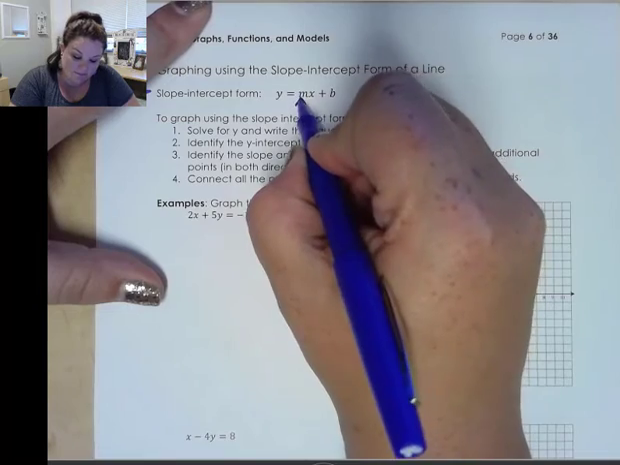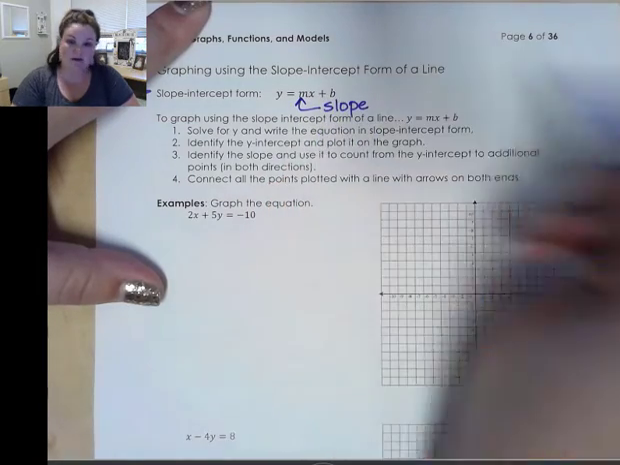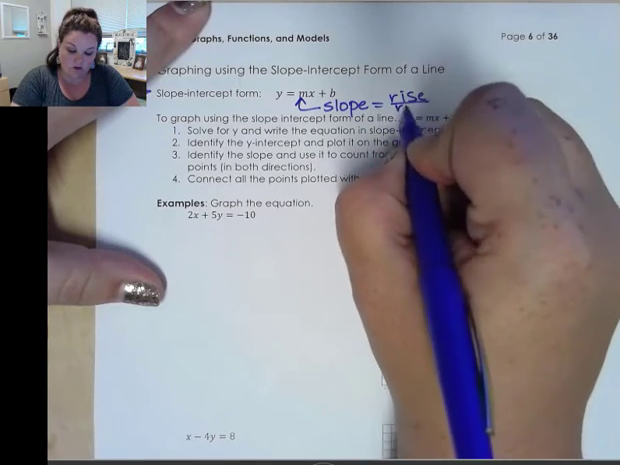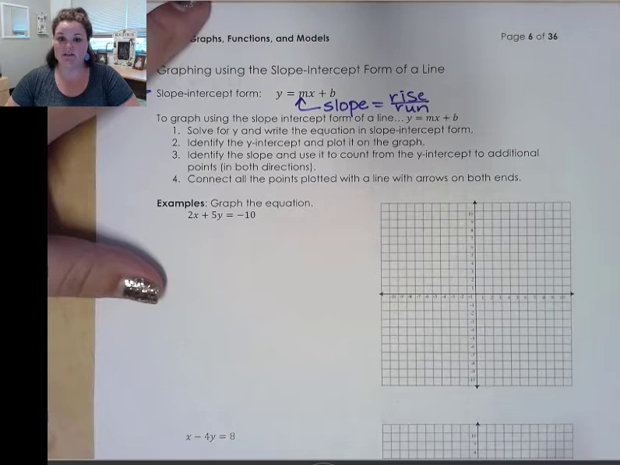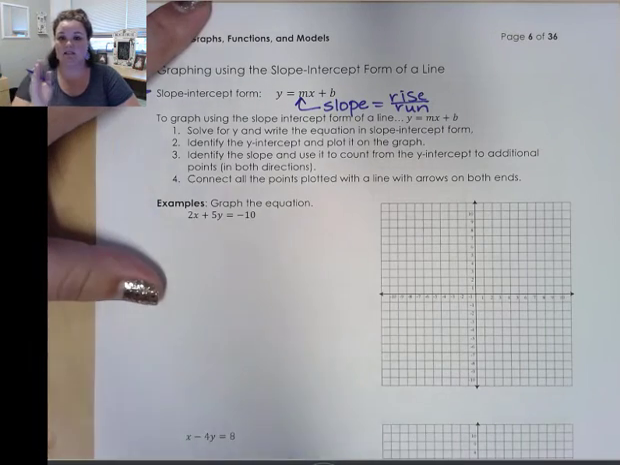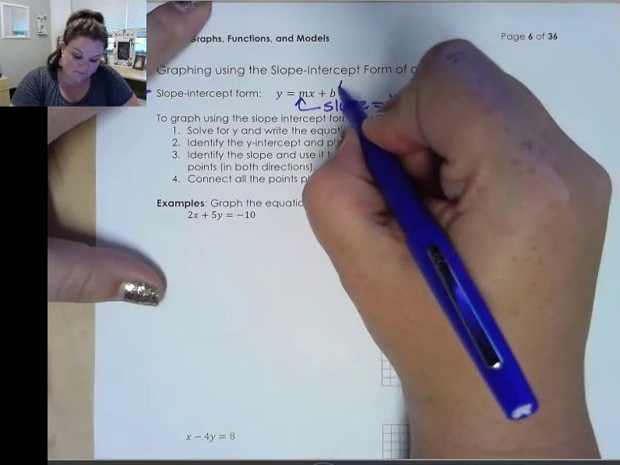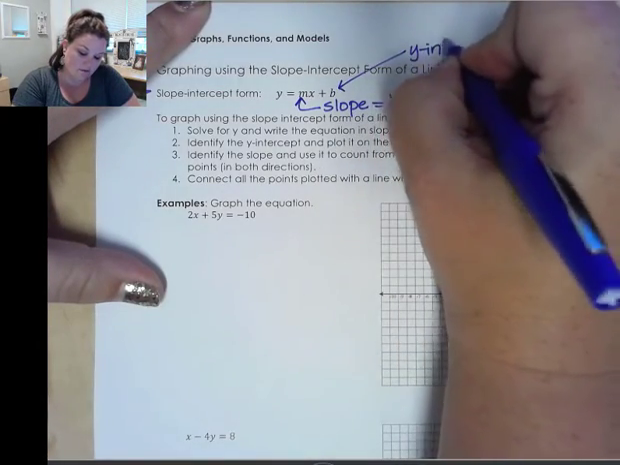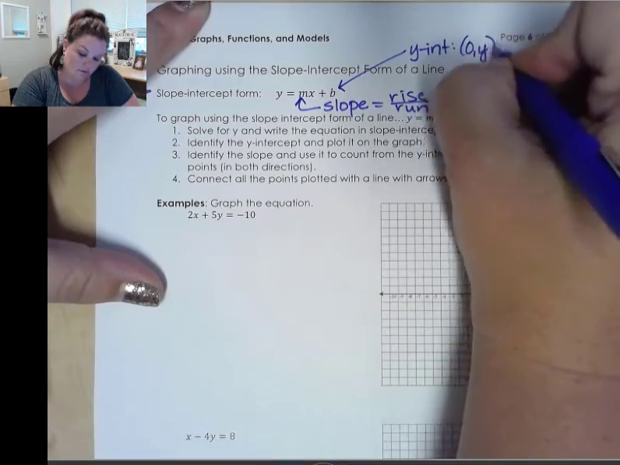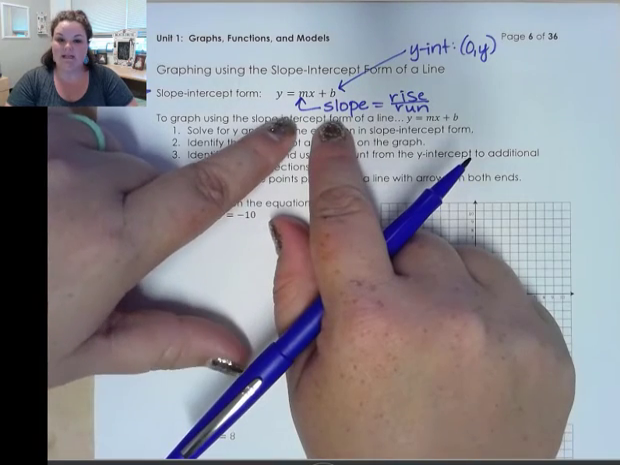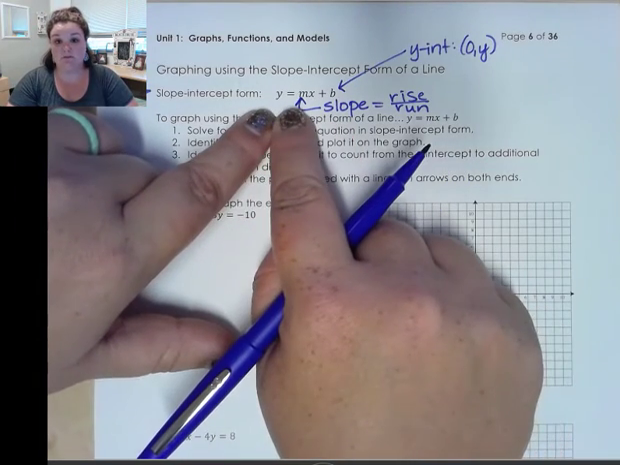Okay, where m is our slope, right? And remember slope, this is our rise over our run. So that helps us graph it, right? How much we're rising or we're going up and down on the y-axis, and how far we're running, so how far we're going left and right on our x-axis, okay? And then b is our y-intercept, okay? 0, b.